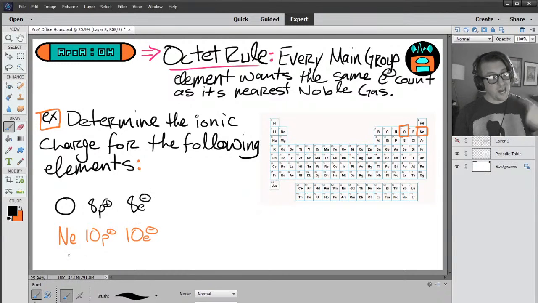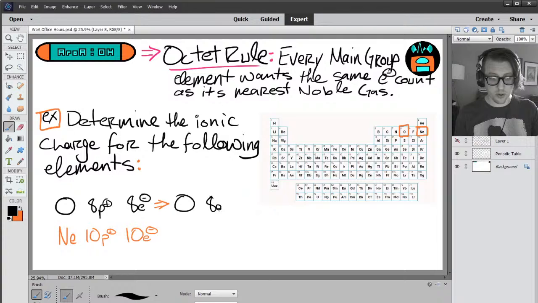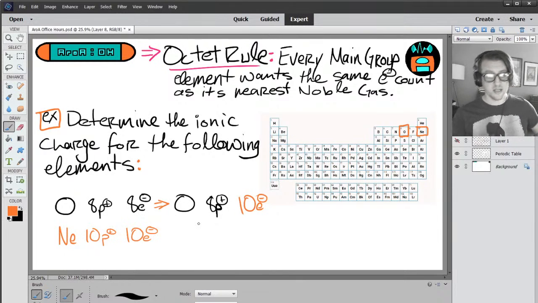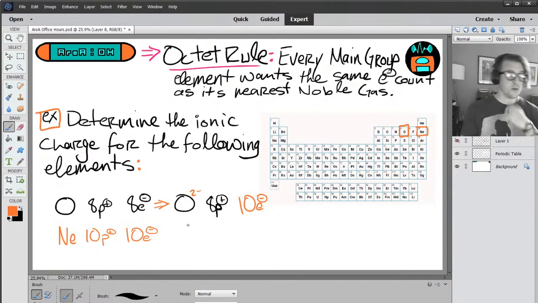Now, oxygen is willing to become an ion if it means having the same electron count as neon. To get that same electron count, oxygen needs to gain 2 electrons. So oxygen, when it becomes an ion, will still have 8 protons. The proton count never changes for an element. That's what makes oxygen oxygen. But it's going to upgrade its electron count to 10. And you'll notice now we have 2 more electrons than we do protons. So our ionic charge is a -2.